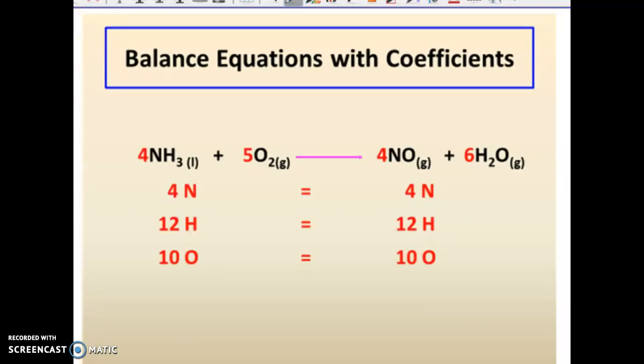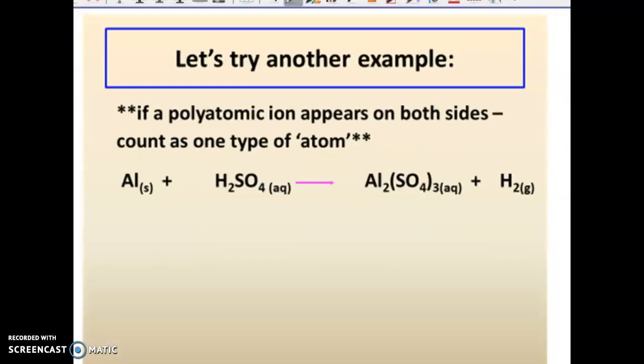Okay. So we'll do another example, and then I'm going to have you try some out. We'll pause the video and see how you do. So here's one that involves polyatomic ions. So we have aluminum plus sulfuric acid, aluminum sulfate, and hydrogen gas.